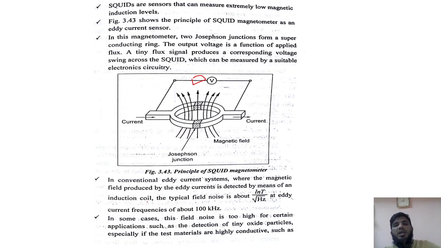the typical field noise is about a few pT per root hertz, at an eddy current frequency of about 100 kilohertz. So in some cases, the field noise is too high for certain applications, such as detection of tiny oxide particles, especially if the test materials are highly conductive.